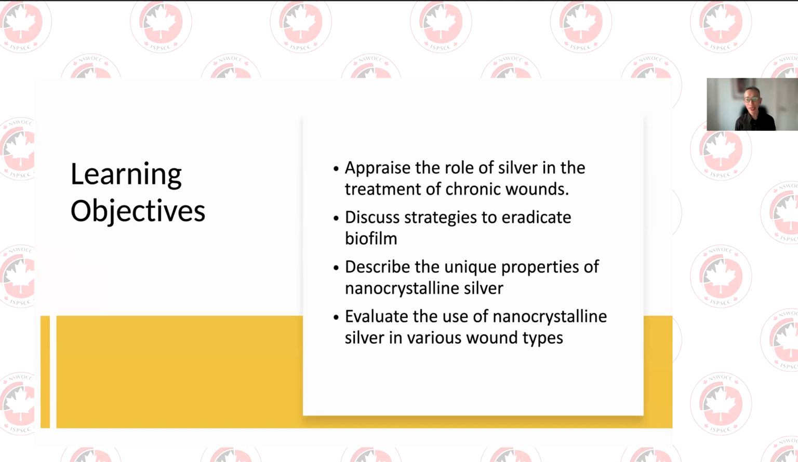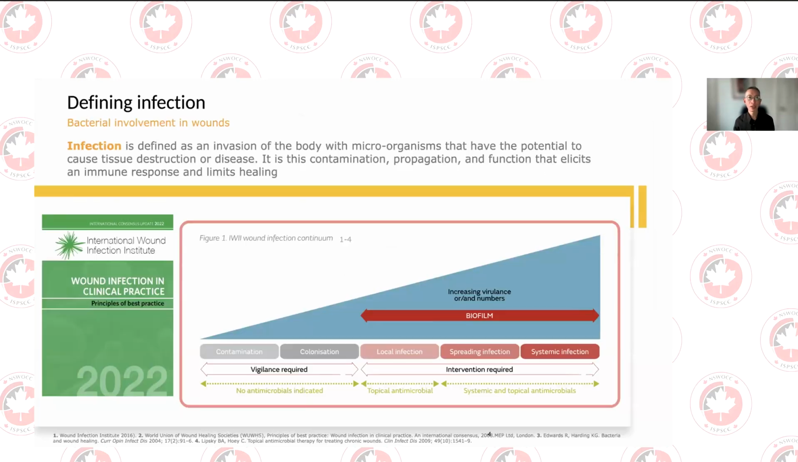It's an interesting topic because I thought that we have talked a lot about silver dressings already, but I've been told that there's still a lot of confusion surrounding how to use silver, and what the differences are across different types of silver dressing. So I think there's still a need to come back and appraise the role of silver in treatment of chronic wounds, particularly the variety of strategies and how silver is part of this toolkit to eradicate or manage biofilm. And I'll spend a bit more time to talk about the unique properties of nanocrystalline silver. And of course, there will be some case studies and some scenarios looking at how we use nanocrystalline silver in a variety of wound types.